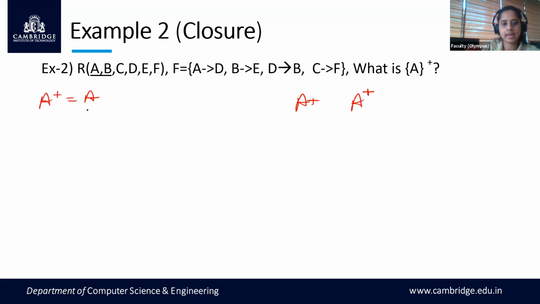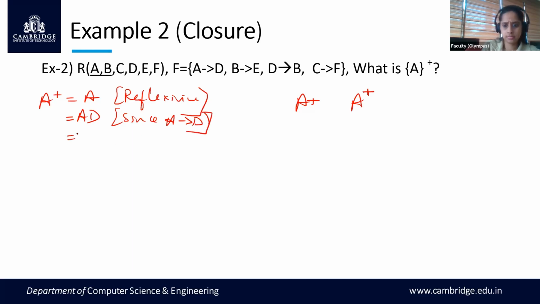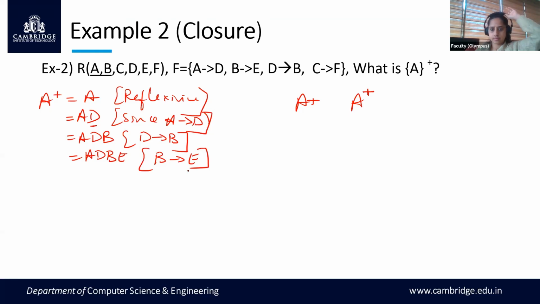Okay, A closure is A. So reflexive rule. Next, A derives D, since A tends to D. Then D derives B: A, D, B. D tends to B. Next, B derives E: A, D, B, E, since B tends to E. So that's all. So my A closure will be ADBE.